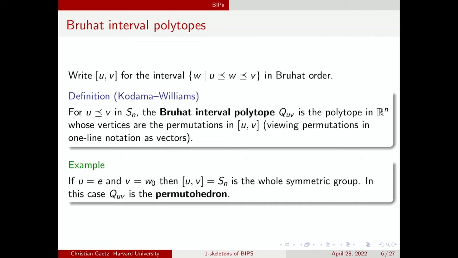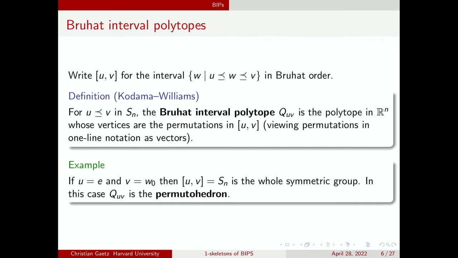So I'll write [u, v] just for the set of all permutations w which lie in between u and v in Bruhat order. And then following the definition of Tsukerman and Williams, the Bruhat interval polytope, Q_{u,v}, is just the convex hull of all the permutations in this interval, where I view a permutation as a vector. So the permutation 3, 1, 2, I just mean first coordinate 3, second coordinate 1, third coordinate 2. So all of these permutations are exactly the vertices of this polytope.